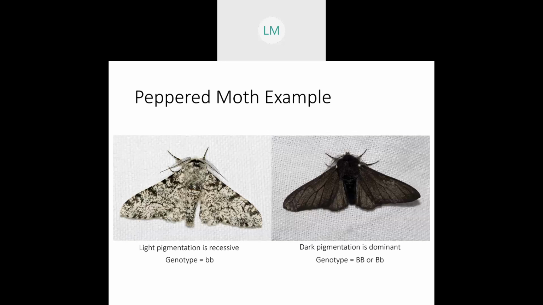And then the dominant phenotype is the dark pigmentation. So that can be 2 different genotypes, right? That dominant phenotype can either be homozygous dominant or heterozygous. So we have 2 options of genotypes there. So this is the system that we're dealing with.